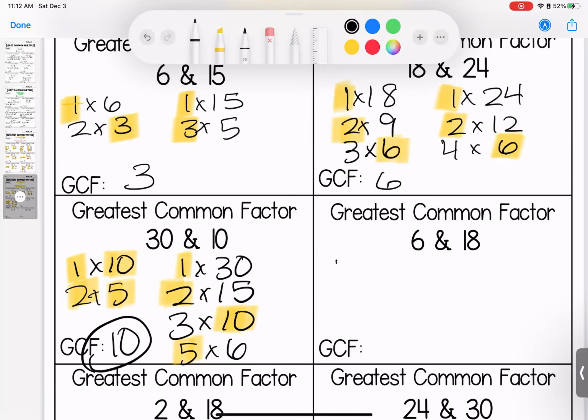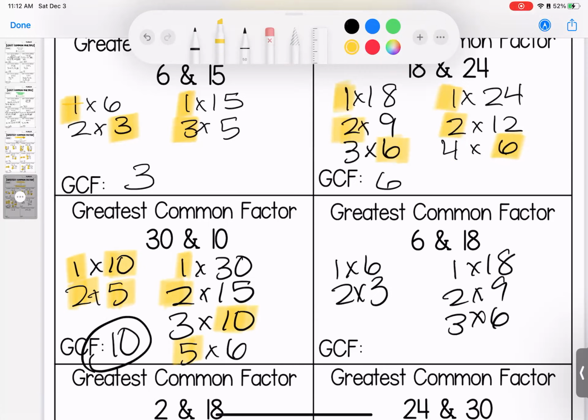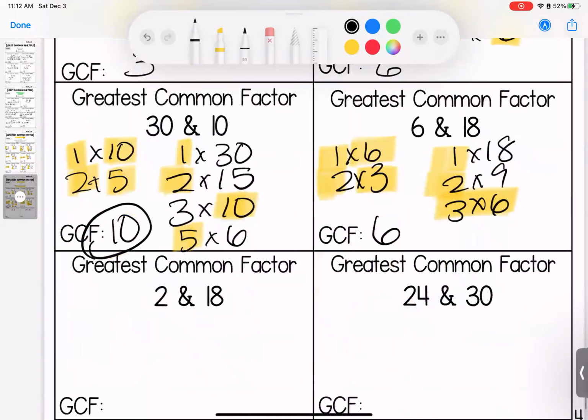6 and 18. 6 is 1 times 6, 2 times 3. 18 is 1 times 18, 2 times 9, 3 times 6. They share a 1, a 2, a 3, and a 6. Lots of common factors, but our greatest common factor is 6.